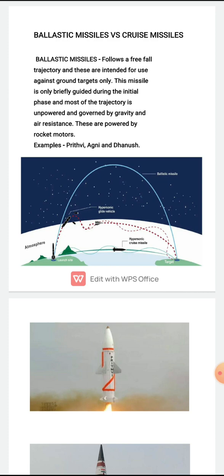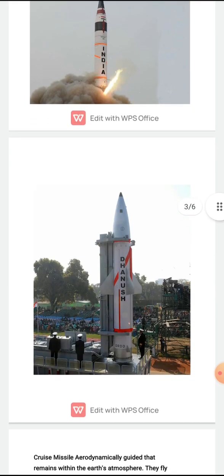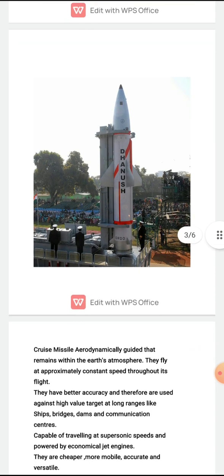Examples of ballistic missiles are Prithvi, Agni and Dhanush missiles. Other thing, these are powered by rocket motors. Ballistic missiles generally use rocket motors which have their own oxygen which operates the motors, and in space they guide the missile to follow the parabolic path. In the below pictures you can see the Prithvi missile, the second missile is the Agni missile, and this is the Dhanush missile. You can see the ballistic missiles are big missiles, they carry big warheads and they travel to a huge distance. Okay, so gentlemen, now we will be studying about the cruise missile.